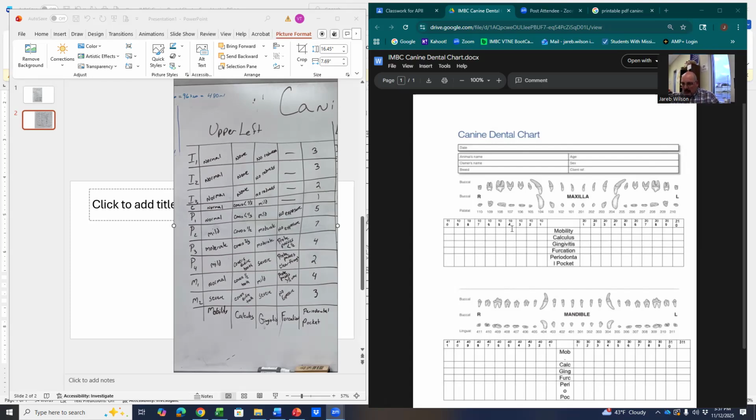Do this for dogs and cats. I have the dental chart on there. I will get a feline chart as well, and it is just the same thing. Remember, the only difference is the cat is missing some of these teeth, so you may not see all of these numbers, or they may be skipping numbers as I go through this.